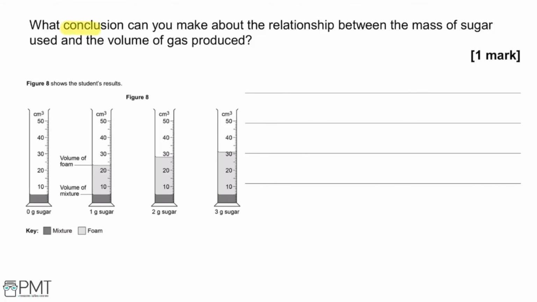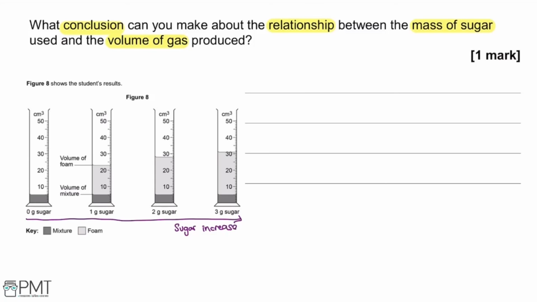What conclusion can you make about the relationship between the mass of sugar used and the volume of gas produced? So for this one, we've got a copy of figure 8 on the left to help us out. And if we have a look at it, we can see that the masses of sugar are written along the bottom, and they go from 0 to 1 to 2 and then to 3. So the mass of sugar increases as you go along those measuring cylinders.